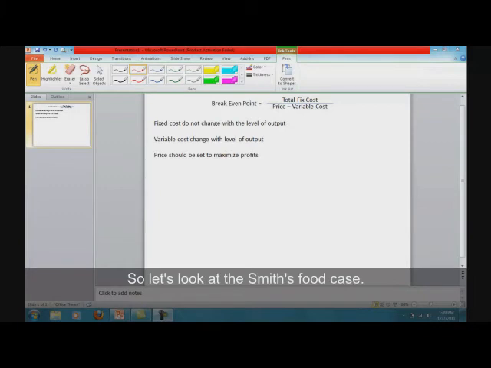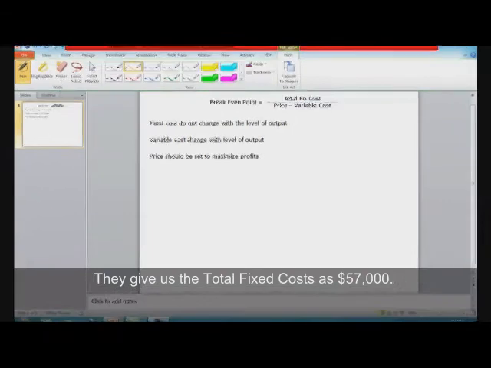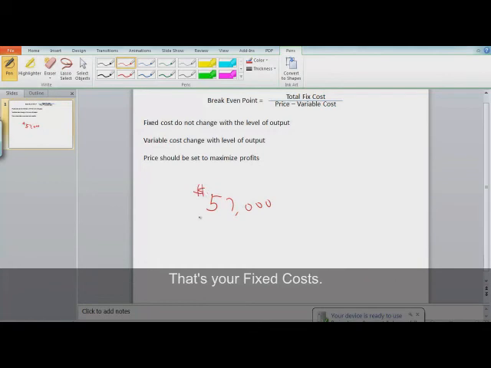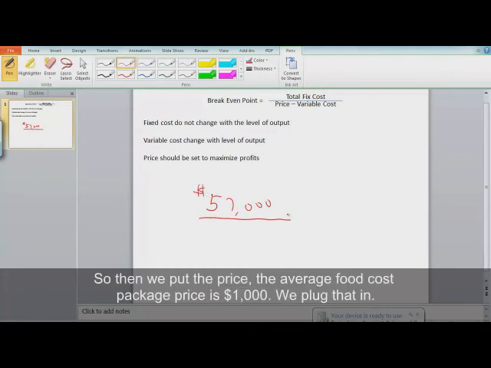So let's look at the Smith Foods case. They give us the total fixed cost: $57,000. That's your fixed cost. Then we put in the price. The average food package price is $1,000. We plug that in.